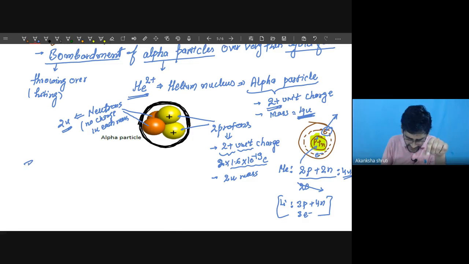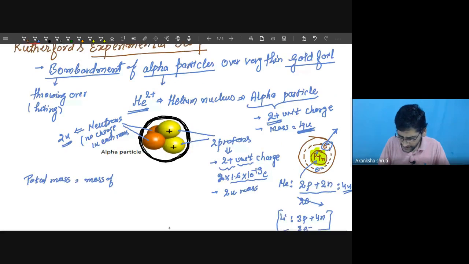So the total mass of this alpha particle is due to the mass of 2 protons plus the mass of 2 neutrons. Since the mass of a proton and a neutron are 1 U each, we can directly substitute 2 U and 2 U.